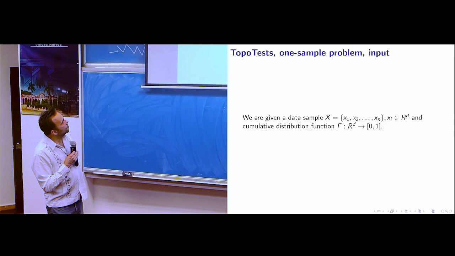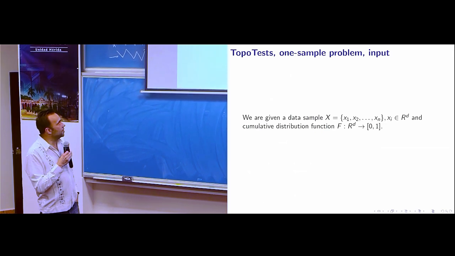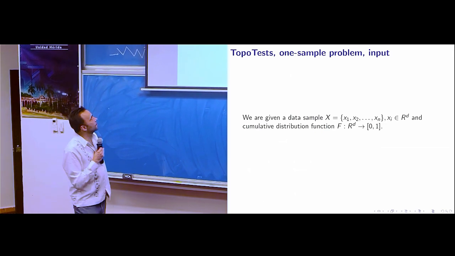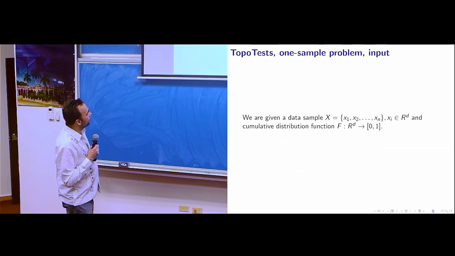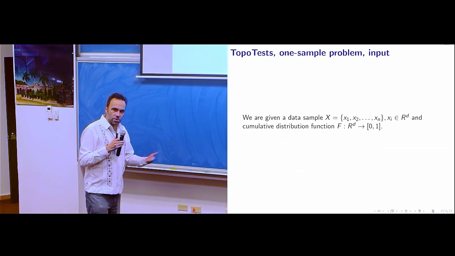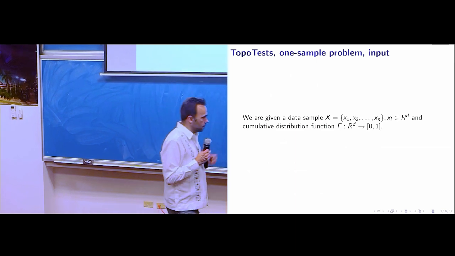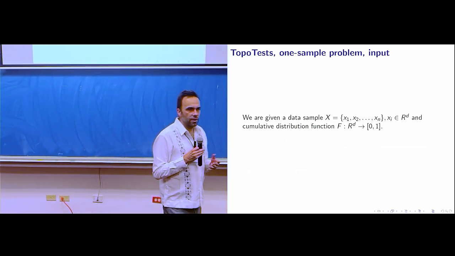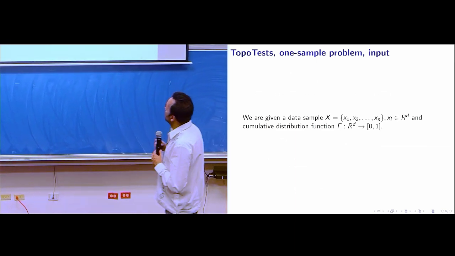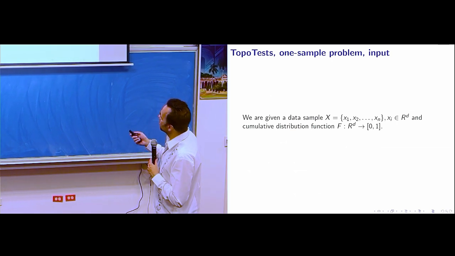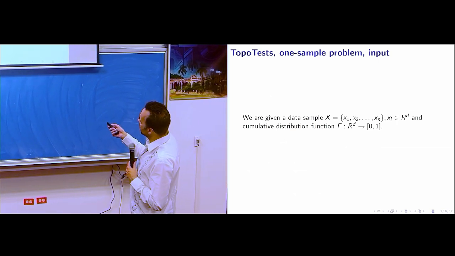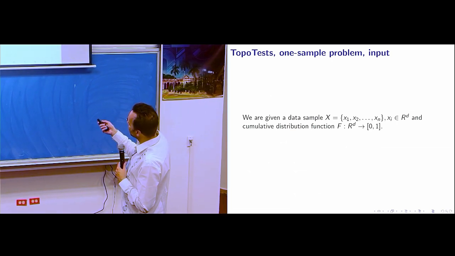Let me introduce to you this family of methods which we call topological tests, or topo tests for short, and tell you how it works and then show how it performs compared to the standard methods. Our input is very much like in the standard one or two sample case. In the one sample case we have a collection of points and the cumulative distribution function.